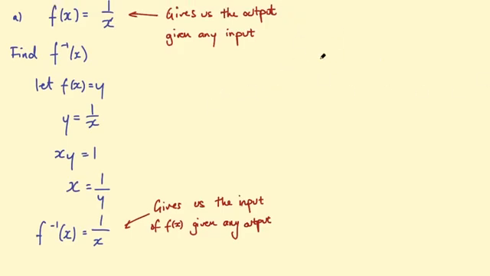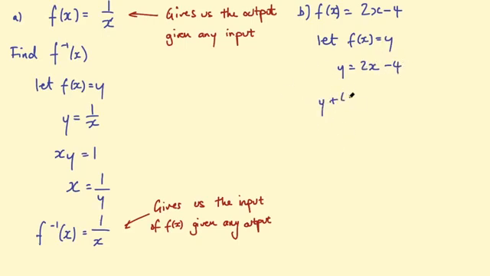So let's just do one other example of this. So you might be given a function like 2x minus 4, and you're asked to find the inverse. So remember, the first step is to let f equal y, and then say y equals 2x minus 4, and then rearrange for x. So add 4 to the left hand side, so this is going to be y plus 4 equals 2x, and then divide by 2, so y plus 4 divided by 2 equals x, and so x equals y plus 4 divided by 2.